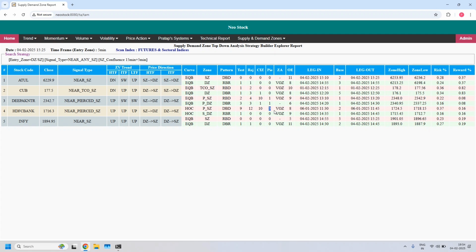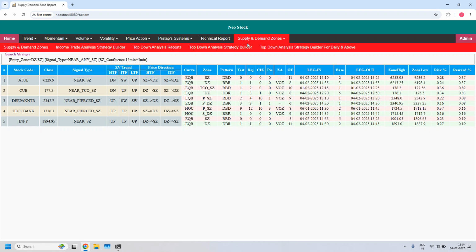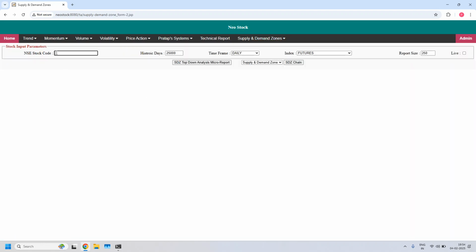In that, the 4th one is a pierced zone. Even the 3rd one is also a pierced zone. Okay, this is about stocks near demand and supply zones. Next, we will generate NIFTY and BANKNIFTY supply demand zone chain.